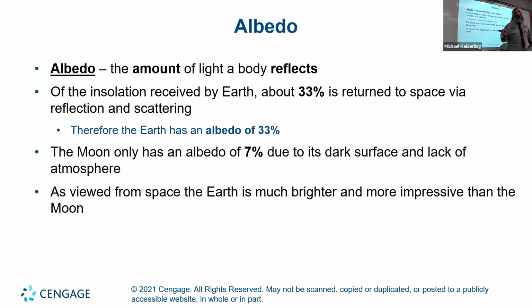The moon only has an albedo of 7% due to its dark surface and lack of atmosphere, which is why if you observe the Earth from the moon, it is much brighter and more dramatic than the moon from the Earth is. So as viewed from space, Earth is much brighter and more impressive than the moon. And why Venus is such an impressive planet is two factors. One, it's relatively close, and its albedo is like 70% because it has solid constant cloud cover.